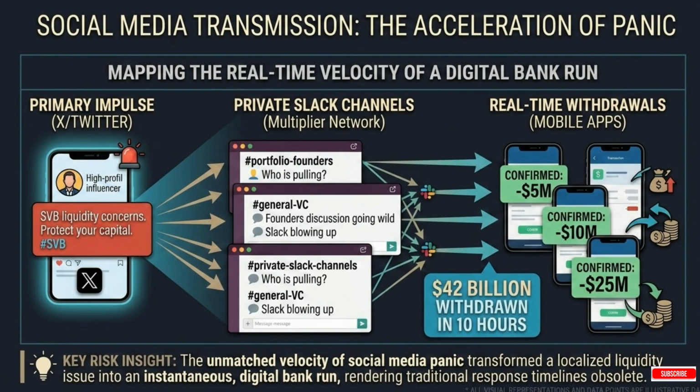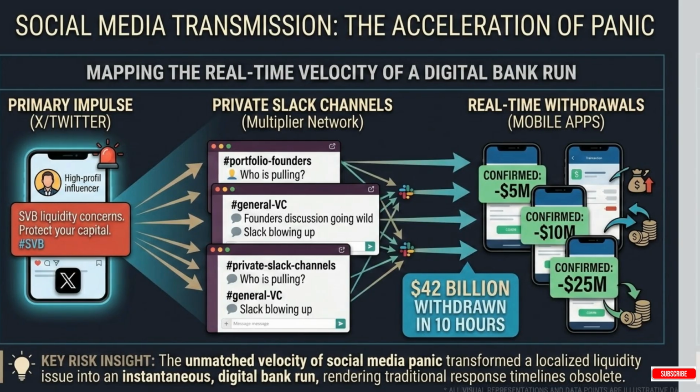Social media dramatically accelerated the crisis. A primary impulse on X/Twitter quickly propagated through private Slack channels, creating a multiplier network. This instant panic led to $42 billion being withdrawn in just 10 hours, creating a digital bank run.